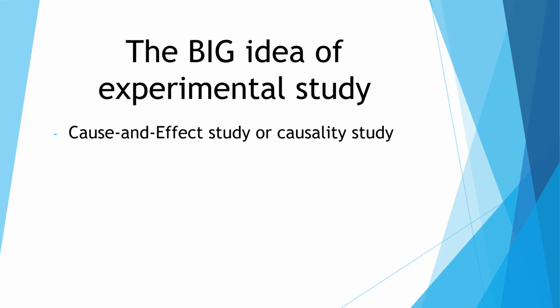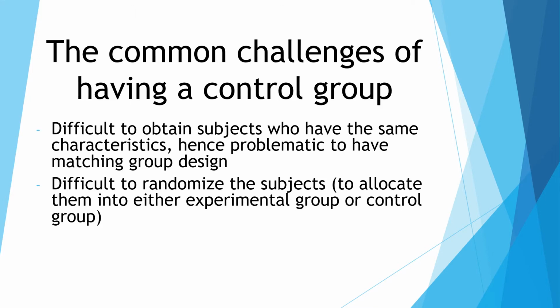The big idea of any experimental study is to determine the effectiveness of the intervention in changing the dependent variables. The golden rule of experimental study is to have a control group. However, there are two main challenges in having a control group. The first one is to have two groups of subjects with the same characteristics. This, of course, depends on your dependent variables and the construct of these variables. This could be a challenge if you want to use matching group design.